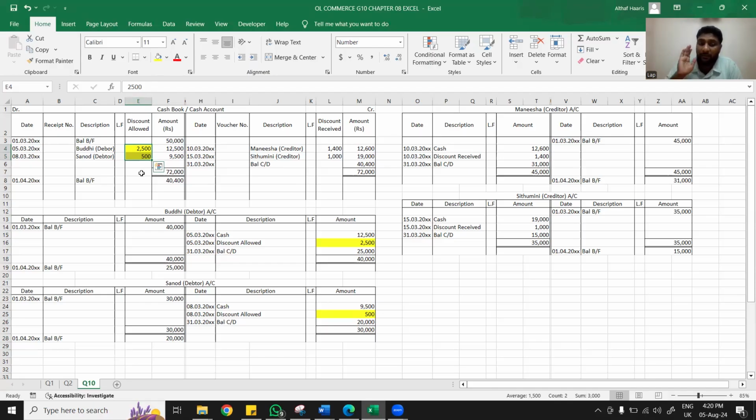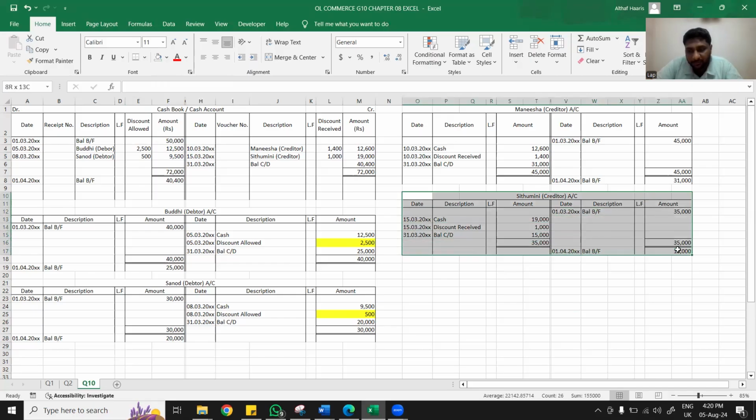We have to put that amount into the real discount allowed account. Here we have kept it inside the cash account. The real debit value should be posted to the real discount allowed account. So let's open up another account. We'll open another account for the discount allowed.